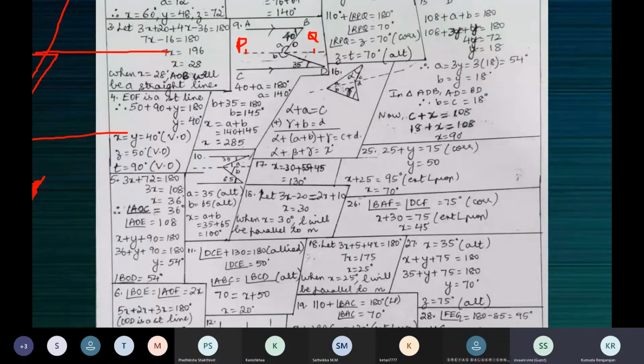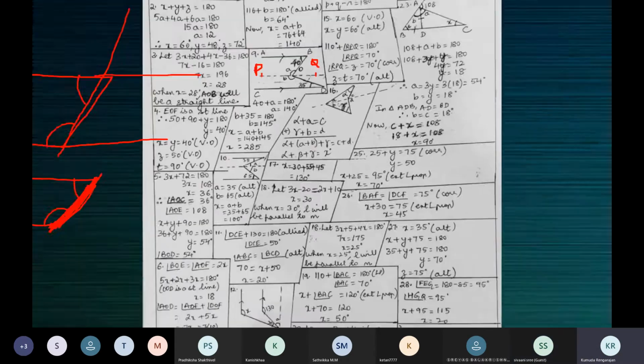Ma'am, can I say? One minute. All of us should try. Yes, Shivani? PQ and CD. Yeah, you're right. PQ and CD, you're right. Which is a transversal? Which is that line segment or line touching both the parallel lines? OD. OD is a transversal.